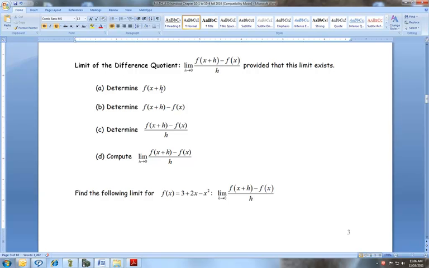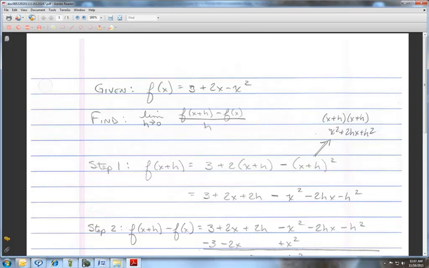I do it in steps. I do this piece first, then I do my numerator, then I divide by h, and at that point in time I'm able to take the limit of that particular function as h approaches 0. It's always going to be approaching 0. So now I've got the function here, and I've worked it out on another sheet of paper. So let's go. I've got 3 plus 2x minus x squared, so I need to find the limit of this function as h approaches 0.